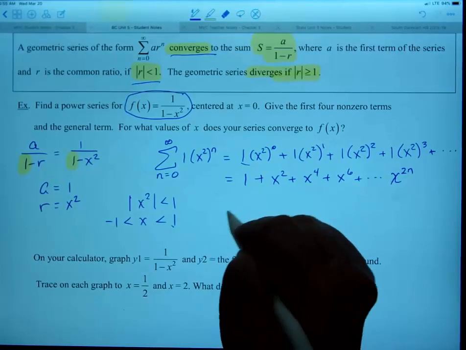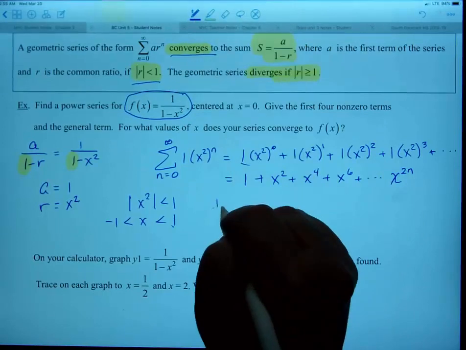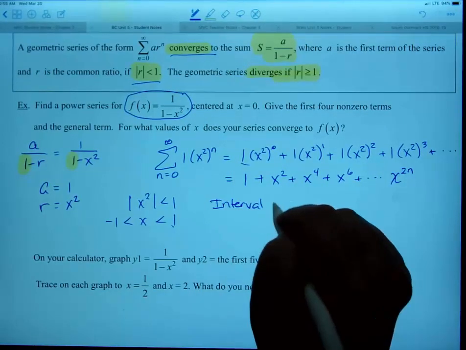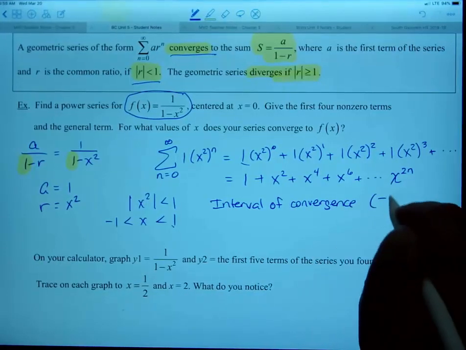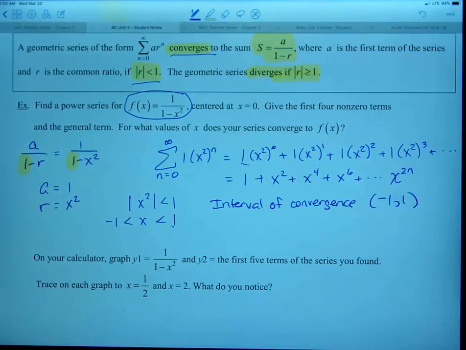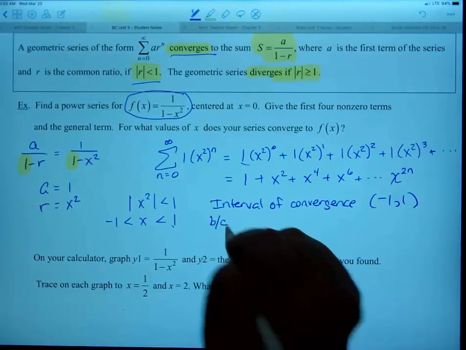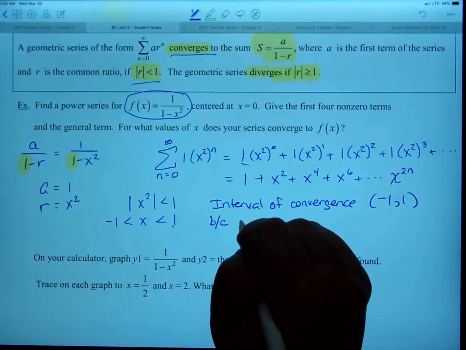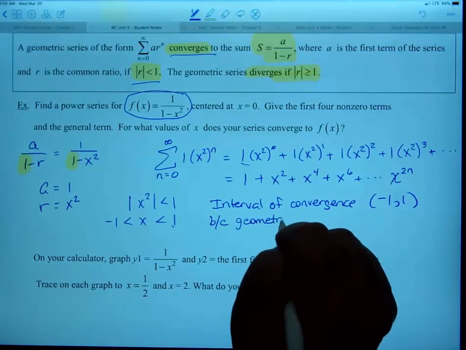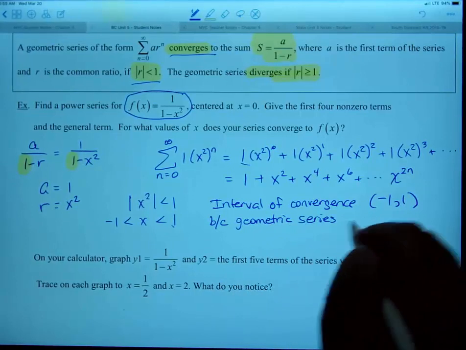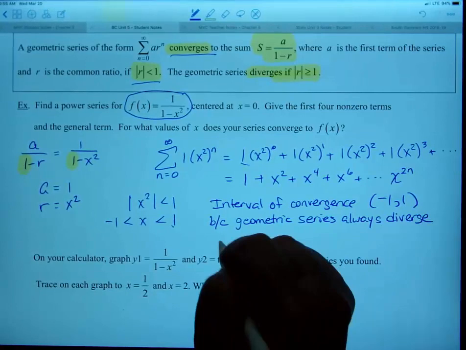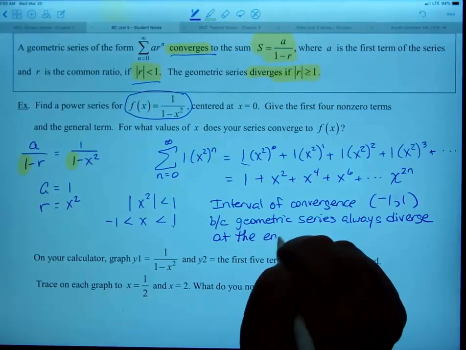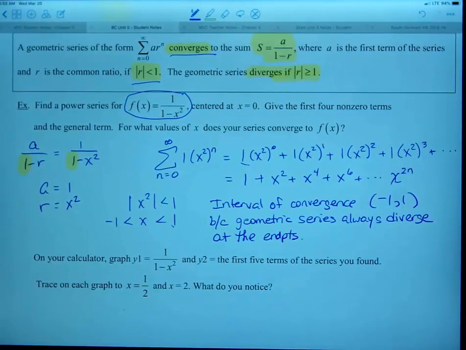We can immediately say that the interval of convergence is negative 1 to 1 with parentheses automatically, because geometric series, which is what this is, always diverge at the endpoints. Wait, so the other times that we had to test the endpoints is because it wasn't geometric? Correct.